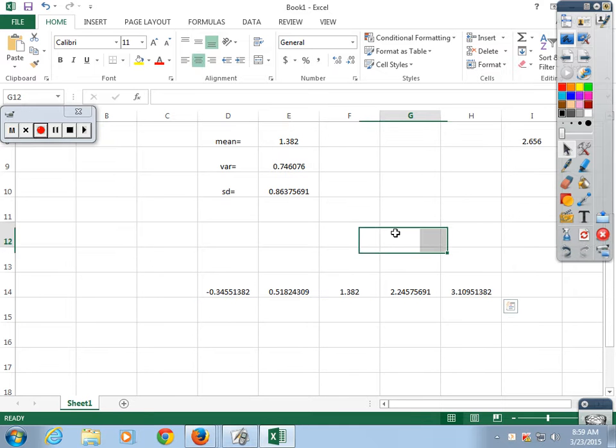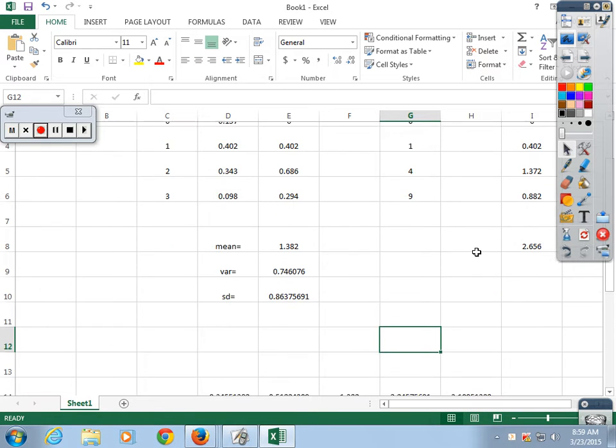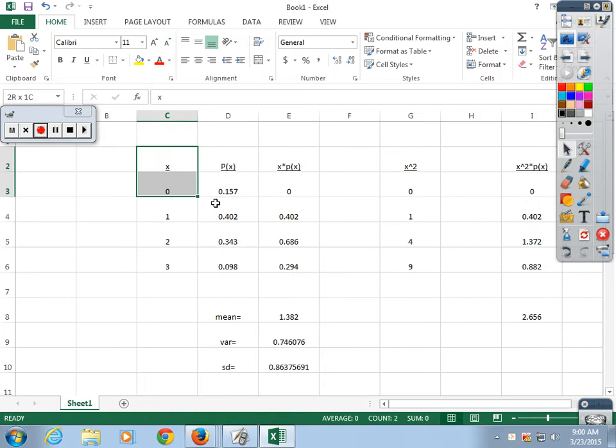So of course now you can say anything between negative 0.34 and 3.1 is normal. And this is what you were given. This is the probability distribution. Binomial, probability, whatever. That's your distribution right there.